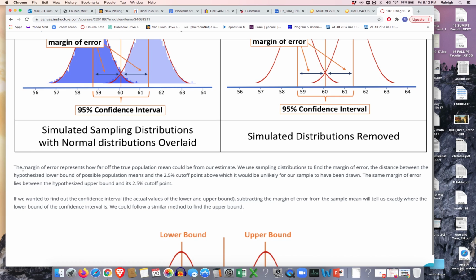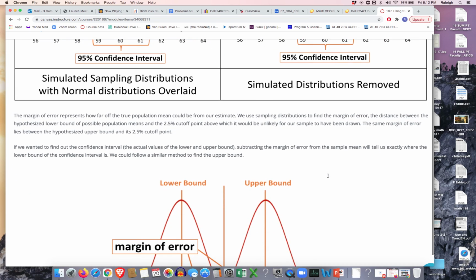So many different ways to do this, but I prefer to find the simplest way if I could. I'm not really given that choice so much right now. The margin of error represents how far off the true population mean could be from our estimates. So yes, that's true. We've been saying that again and again. And so they've used sampling distributions. I prefer to look at it as a single curve, not two extreme curves. And so they talk about the 2.5% cutoff points again.